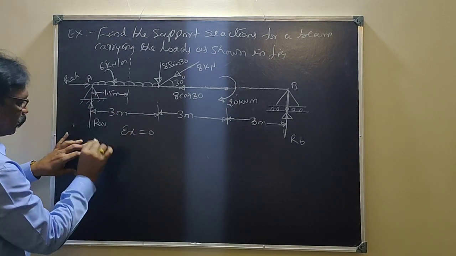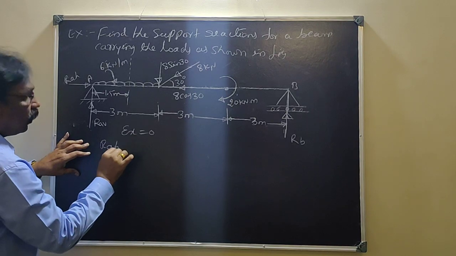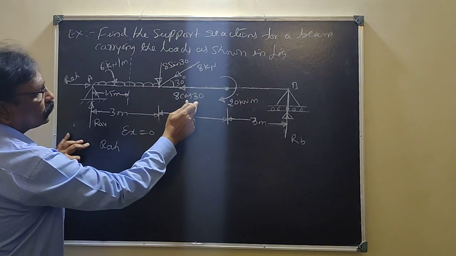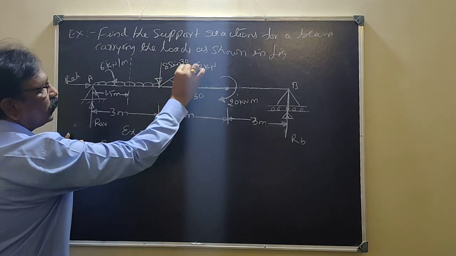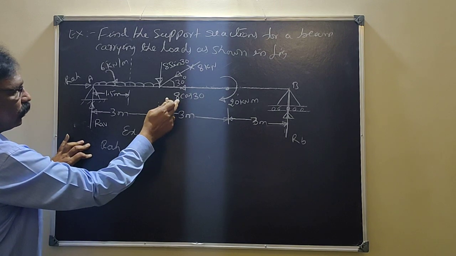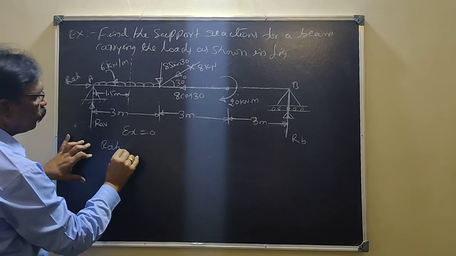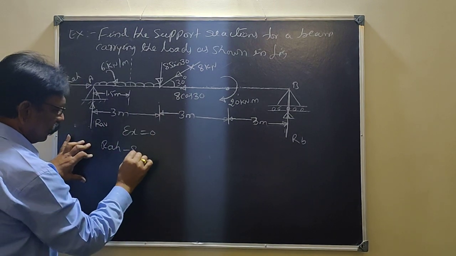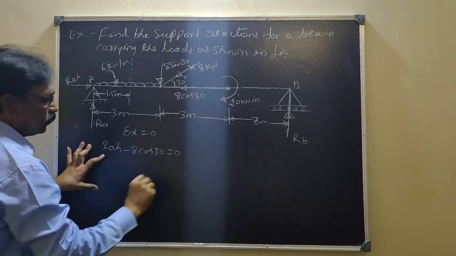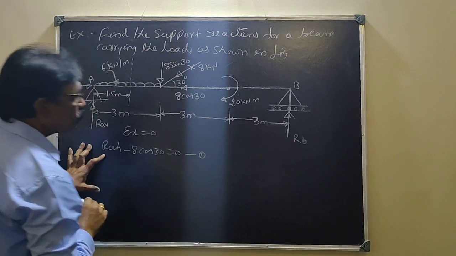Now RAH is acting to the right, and the inclined force is replaced by its components 8 cos 30 and 8 sin 30. In order to compensate for this, RAH minus 8 cos 30 is equal to 0. So that is equation number 1.